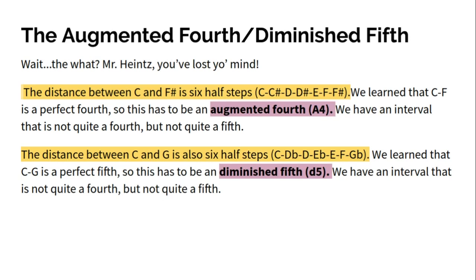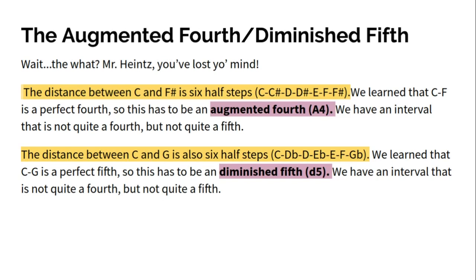So we have an interval that's not quite a fourth, but not quite a fifth. So we call this an augmented fourth. Related to this, the distance between C and G, that should say G flat, apologies. C and G flat is also 6 half steps. Instead of using sharps, we would spell it out with flats, and those are shown there.